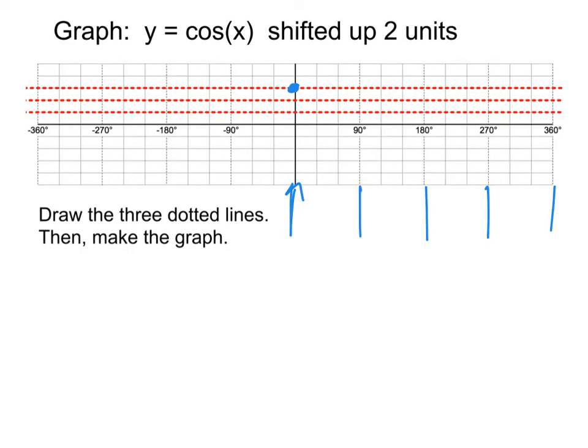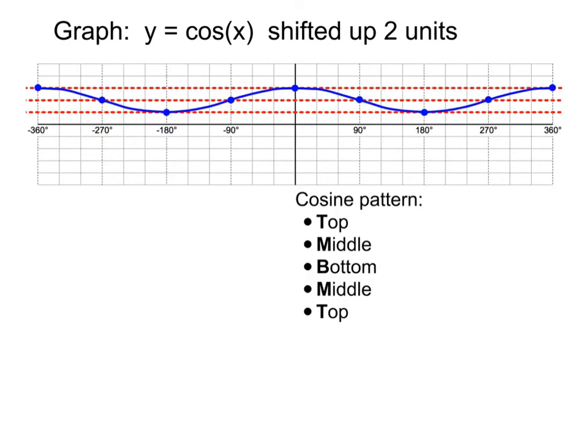After the top, my pattern tells me to go where? Middle, absolutely. And so I put my next point in the middle. And then we go to the bottom, so I put my next point at the bottom. And then middle, and then top. I'm just following that same pattern of top, middle, bottom, middle, top. That pattern goes left and right. I fill in my graph. Every single point, notice, ended up on one of those lines.